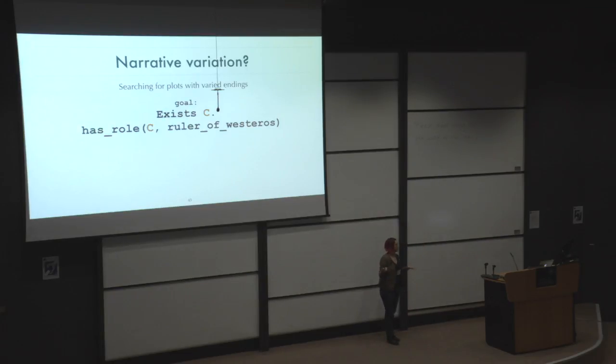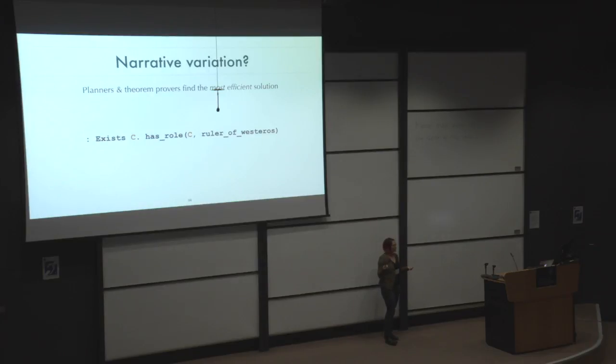Maybe we would like to instead allow the system to tell us things that might surprise us a bit more. So we could specify a less specified ending with a logical formula: there exists a character where that character is the ruler of Westeros, and then try to simulate the Game of Thrones to figure out who might eventually win this bid for power. The problem with this, though, is that planners and theorem provers are usually great at finding efficient solutions, right? So if we want to show that there exists some C who has the role of ruler of Westeros, and our initial configuration is that Robert Baratheon has that role, then we might get a very boring story as a result. That doesn't seem very creative, right?